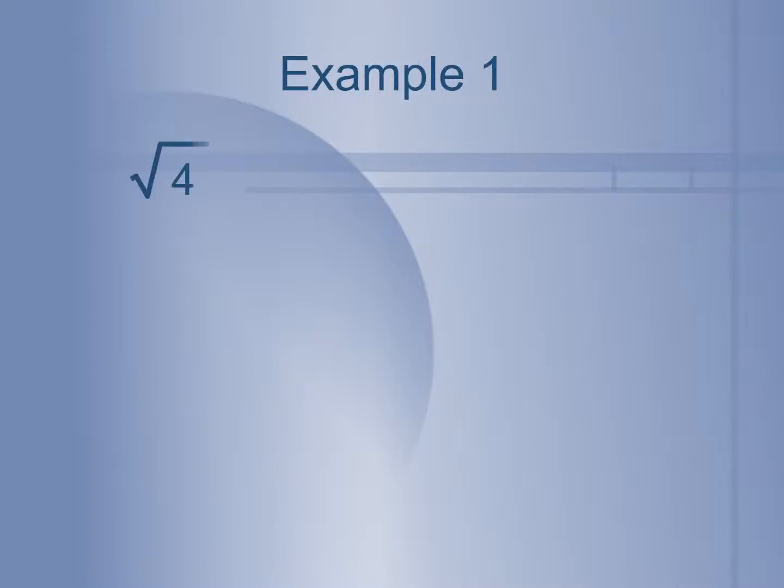So let's look at an example. The square root of 4 is 2. The negative square root of 16 would be negative 4.